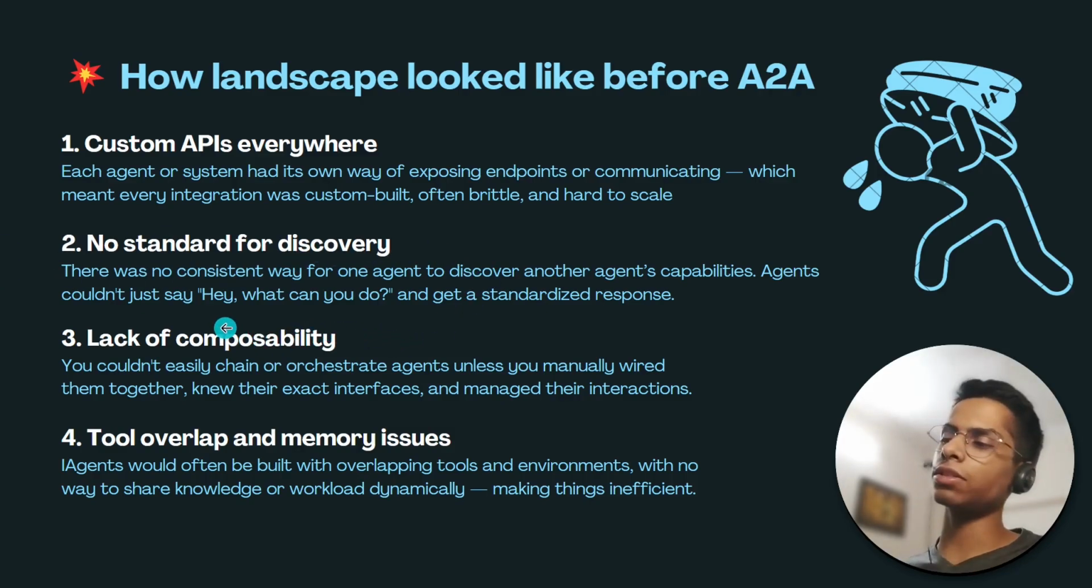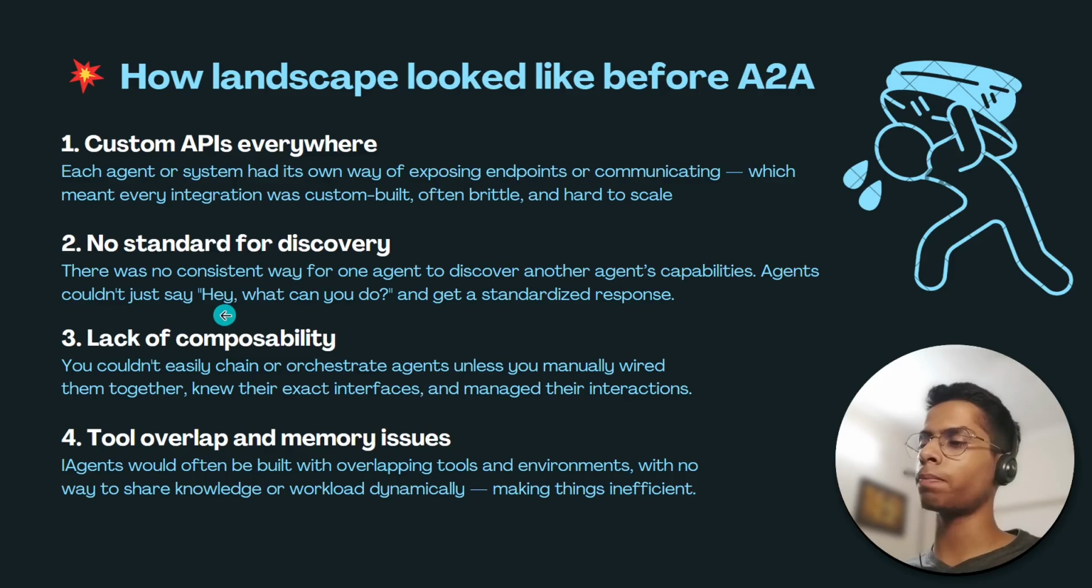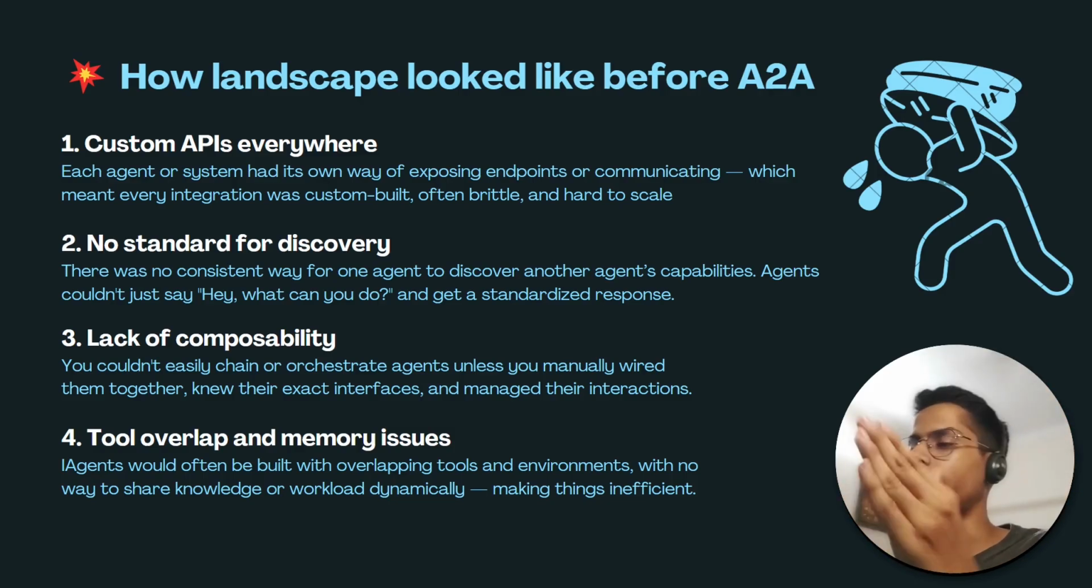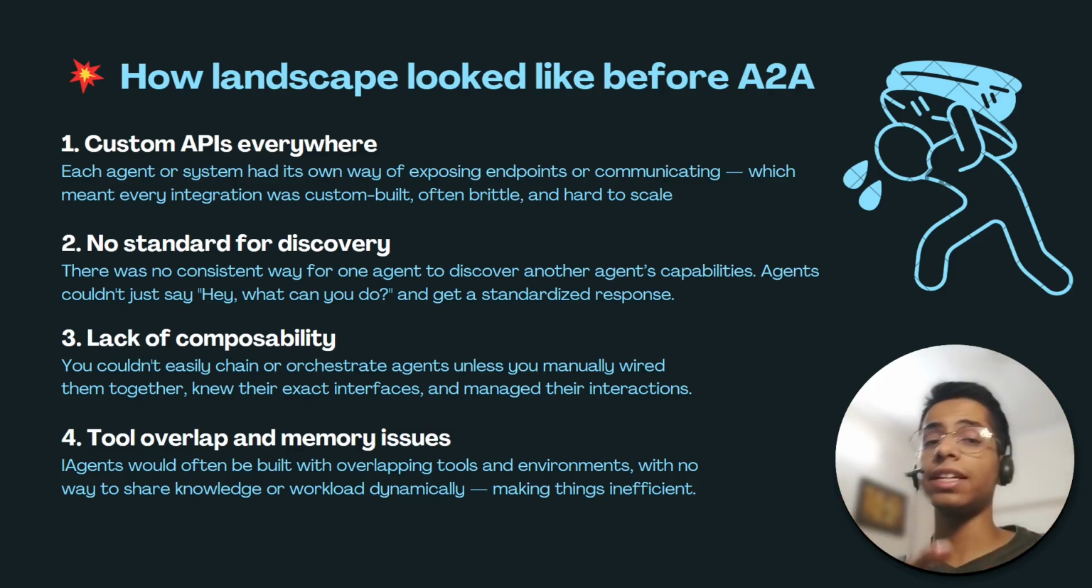For the second point, there was no consistent way for one agent to discover another agent's capabilities. Agents couldn't just say, hey, what can you do? And get a standardized response.